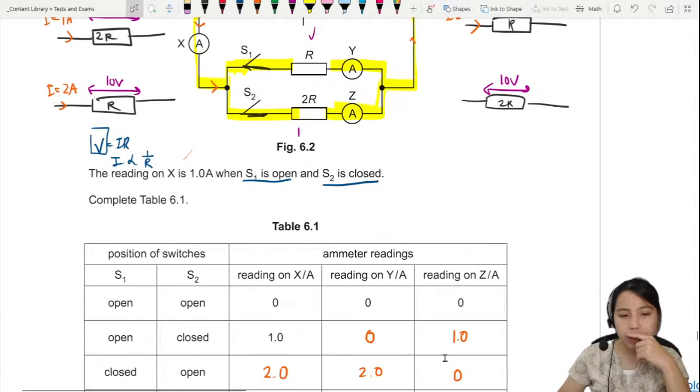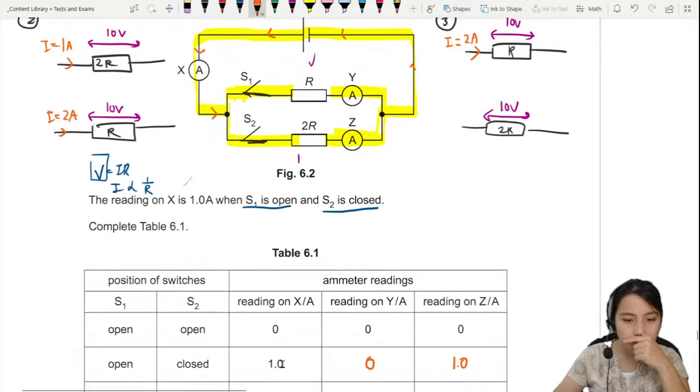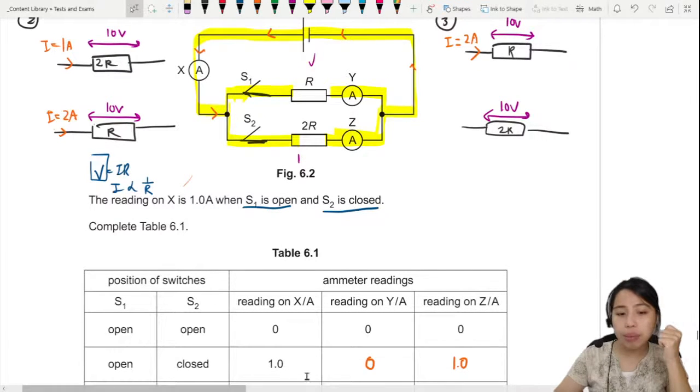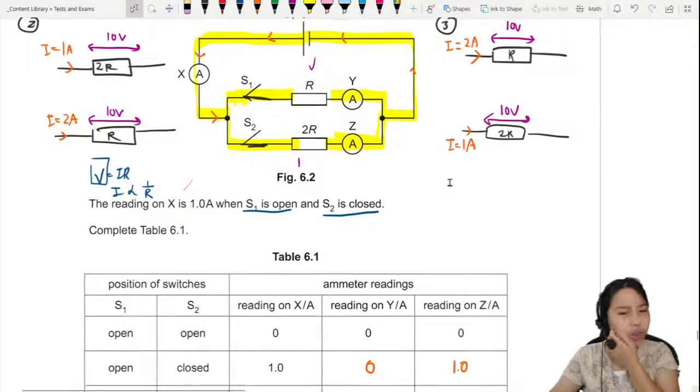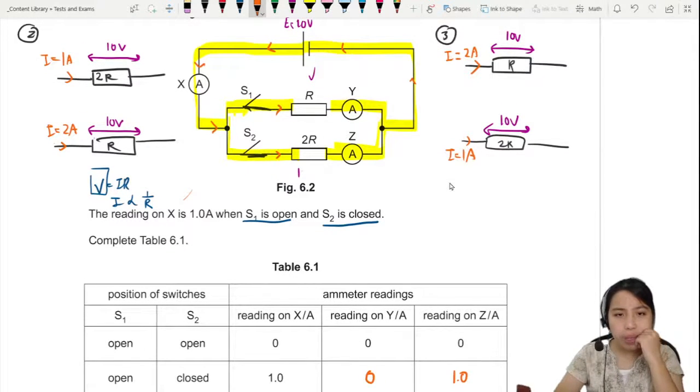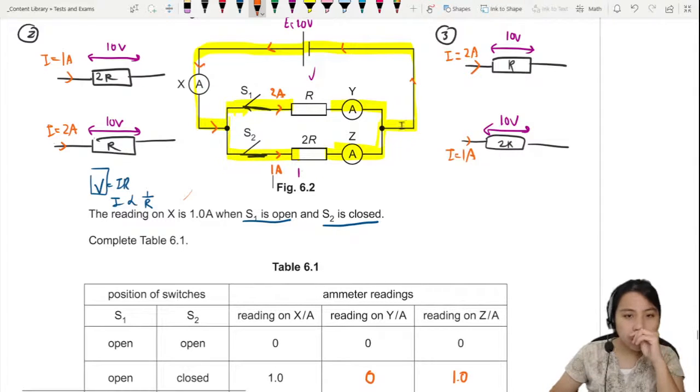Okay. This one though, 10 volts and 2R. This one is a throwback to our very first scenario here. When you open switch 1 and close switch 2, we had one amp going through the meter Z and meter X. So it should be one amp. This is from the earlier scenario which I didn't draw out. Okay, so in total, because battery is still 10 volts, for R, we have 2 amps. For 2R, we have 1 amp. Higher resistance, lower current. Okay, check. But it means when they join together, they should be 3 amps. Or in the first place, 3 amps is coming in, then the 3 amps will split. 2 amps go up, 1 amp go down.